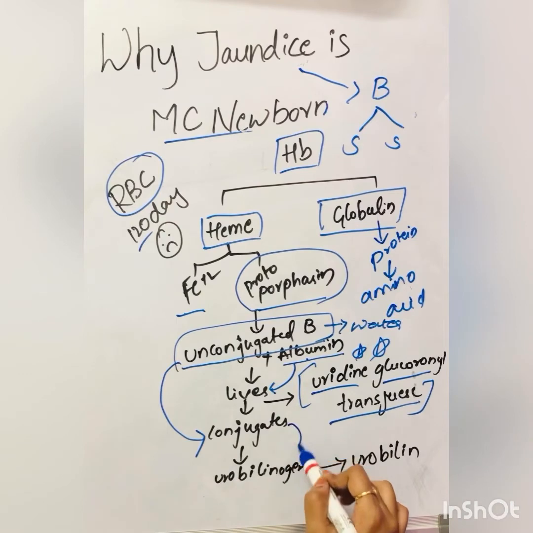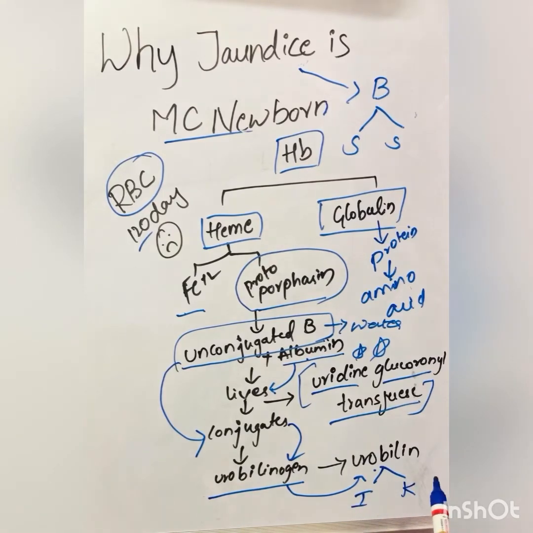This conjugated form is again converted into urobilinogen. Now this is converted into urobilin, which is excreted through the intestine and through the kidneys. The maximum part of the urobilin is excreted through our intestine in the fecal matter, about 80%. But in the kidneys, it is only about 10%. The remaining 10% is again reabsorbed into our blood.